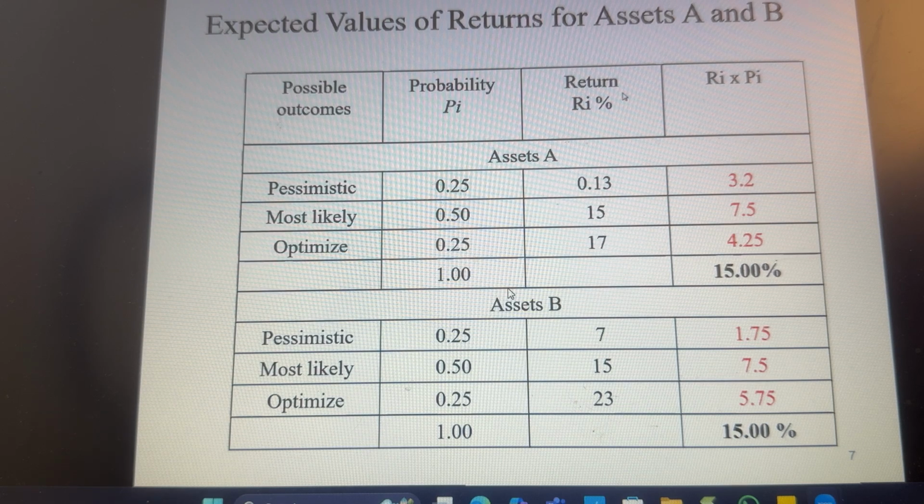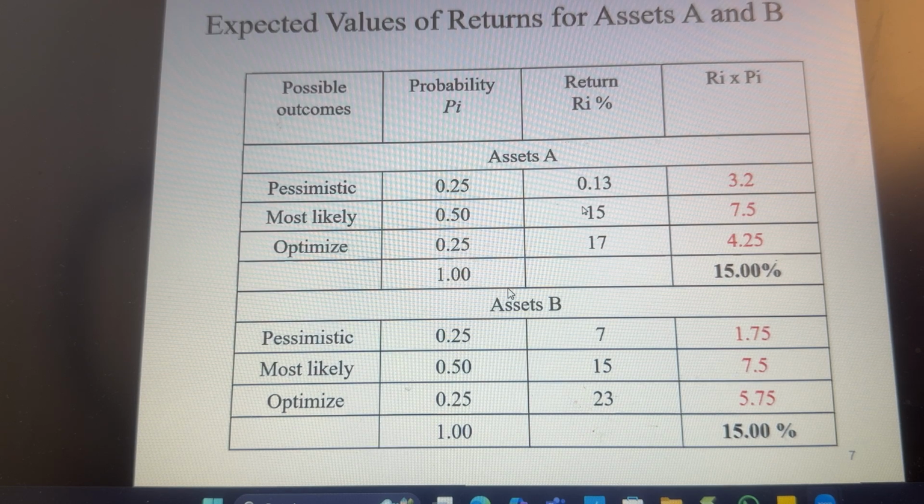Due to that, you can see how the returns on asset A and asset B change. In the pessimistic situation, the return on asset A is 13%. All these are in percentages: 15, 13, 17. Otherwise you need to write 0.13. In the pessimistic situation asset B returns only 7%. In the most likely situation both generate 15%. In the optimistic situation, asset A can return 17%, while asset B goes to a much higher return, 23%.